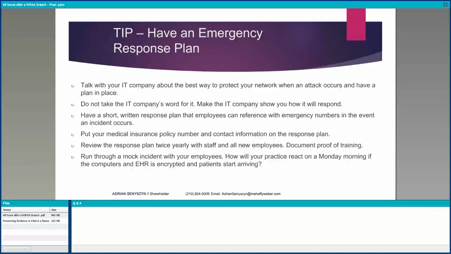Have them show you what kind of logs they'll document. And then work through the same issue with your employees. Have them show you how they're going to respond and document the incident. What is your plan going to be in place to make sure you're preserving evidence and containing and protecting the information?